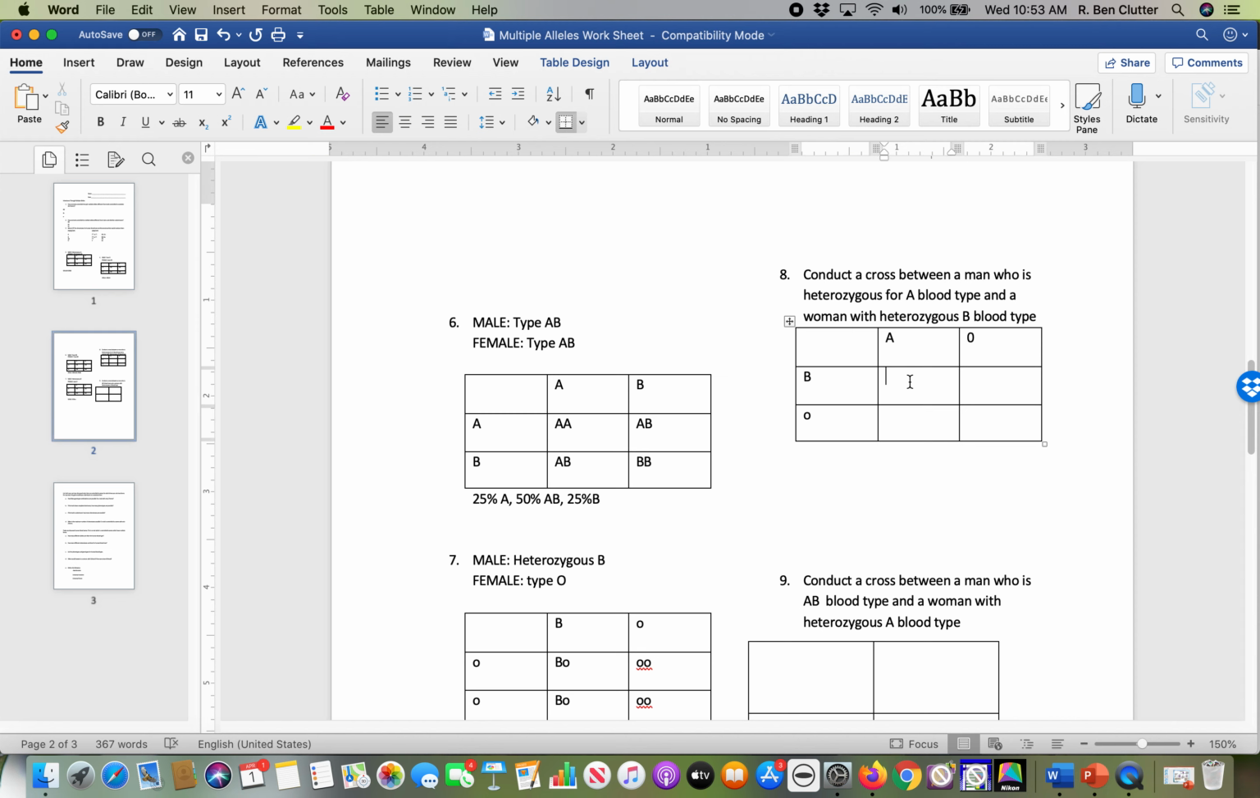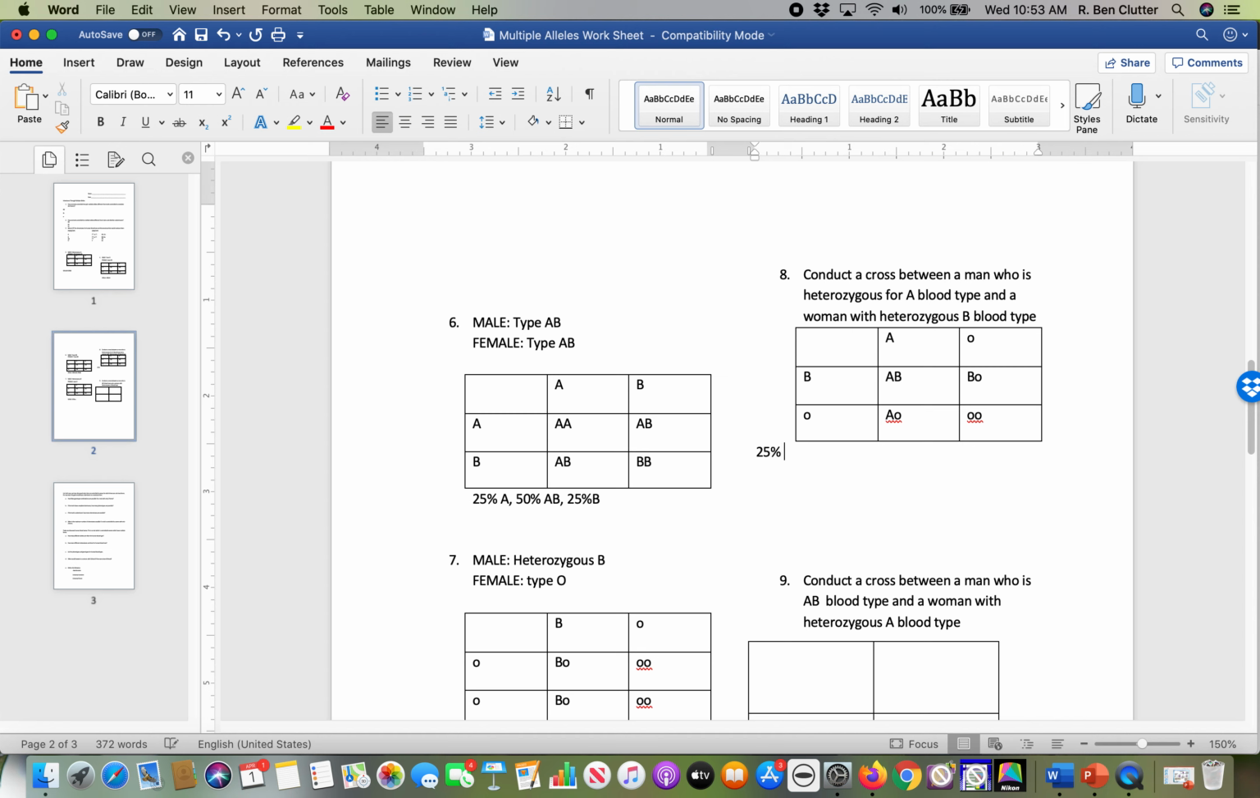So what do we put here? A, B. All right. Oh, I put a 0 up there, not an O. There we go. All right, here we have B and O. That's B blood type. Here we have an A and an O. That is A blood type. And here we have OO. And that is O blood type. So we're going to have 25% of each.